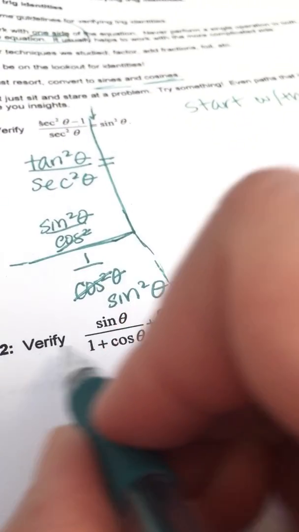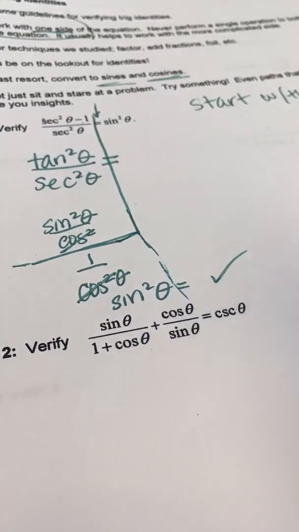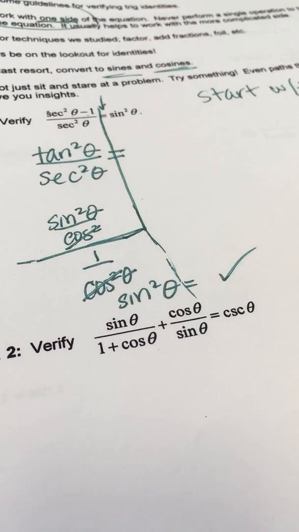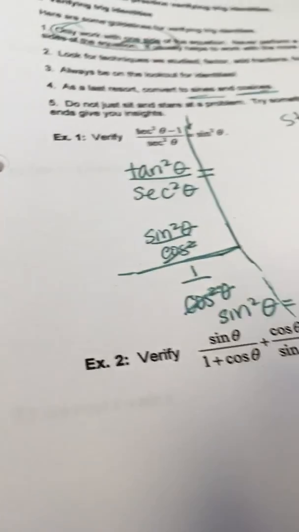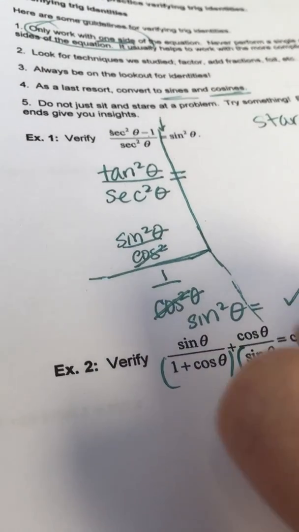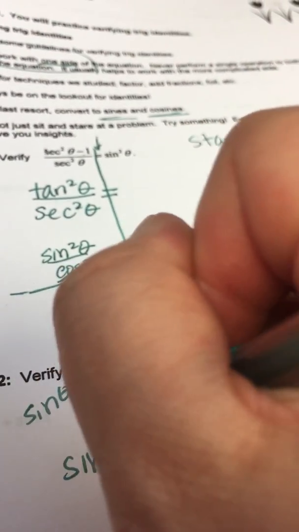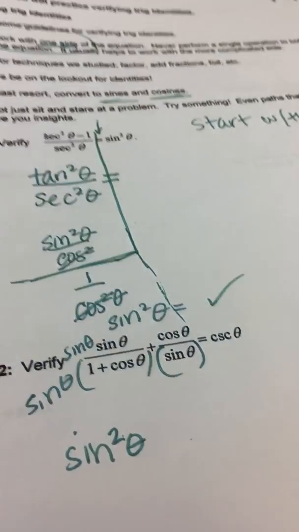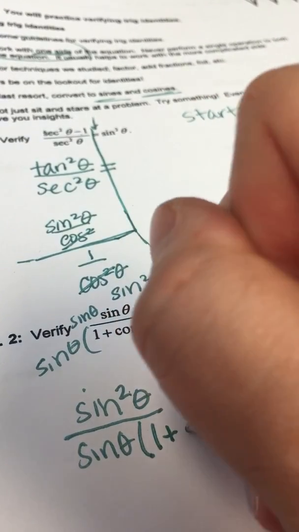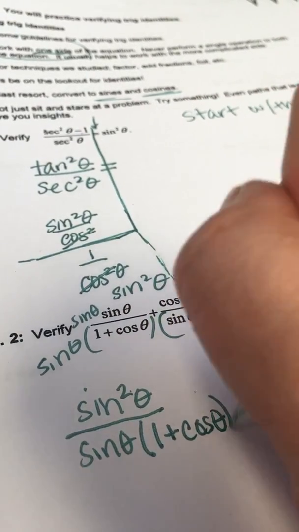So for example, on this next one, verify that this really does equal cosecant. Alright, it may not be pretty, but I'm going to get common denominators. So I'm going to multiply by sine theta here and sine theta here. So I have sine squared theta on top. On the bottom I have sine theta, and I'm not going to distribute. I don't want to do that yet.